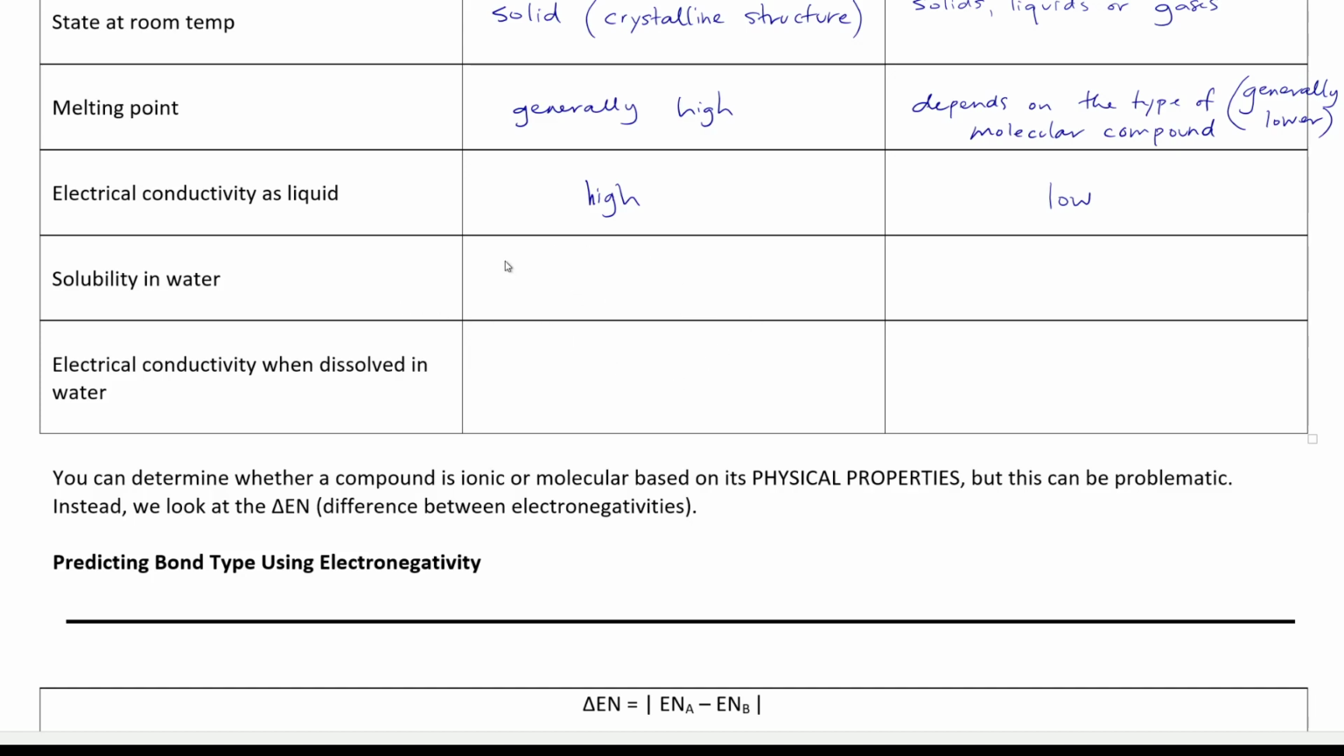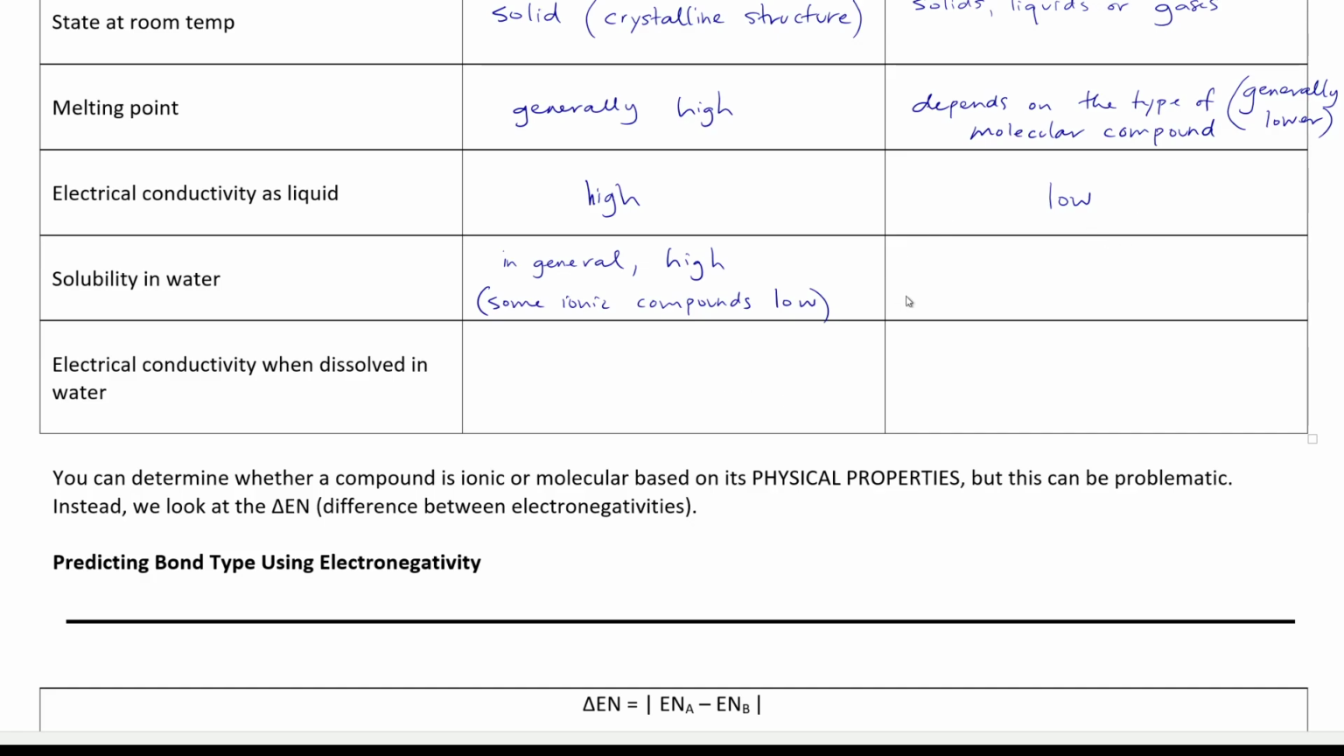Solubility in water. In general, it's quite high. However, there are some ionic compounds that have low solubility in water. We'll learn about those in the next unit, the unit on chemical reactions. But for the most part, most ionic compounds typically dissolve pretty well in water.